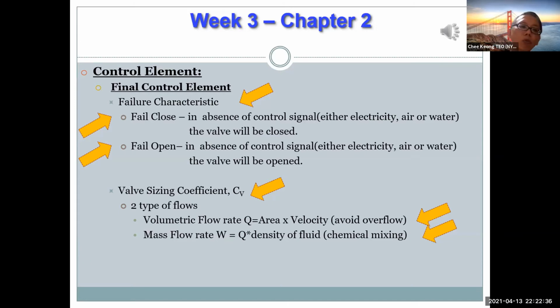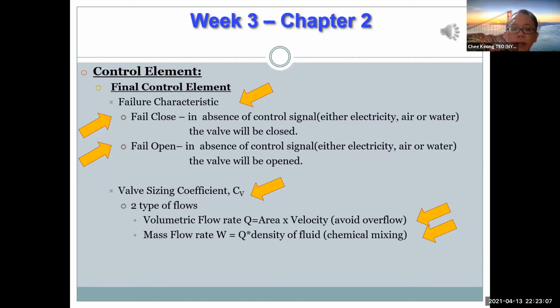So how does the designer of the valve determine whether it is fail open or fail closed? For example, for a pneumatic valve, when you say fail, it means there is no air coming to it, right? So that is a fail. If you talk about an electric solenoid valve, when it fails, it means no electricity is coming to it, right? If you talk about a hydraulic valve, when it fails, there is no water coming to it, right? So these are the 3 kinds of possibility.